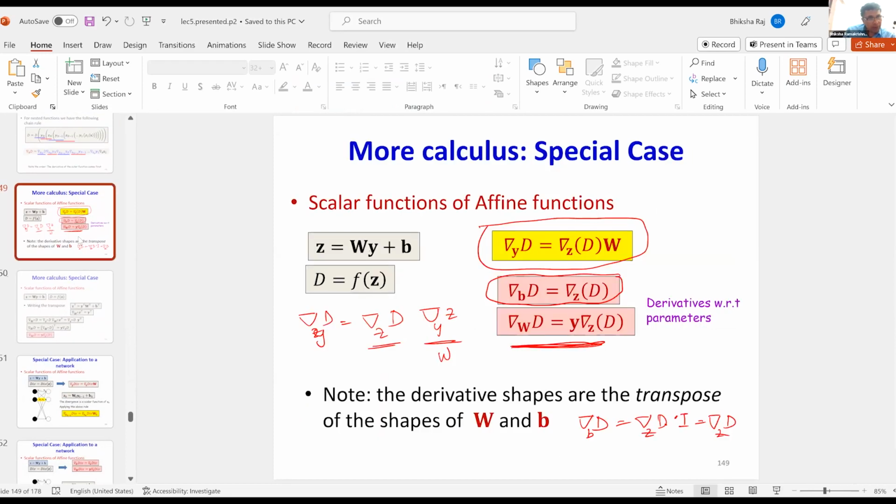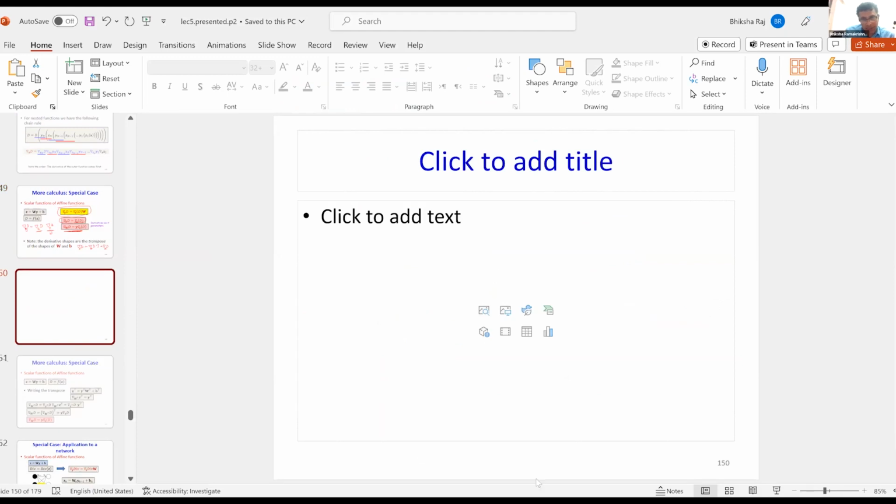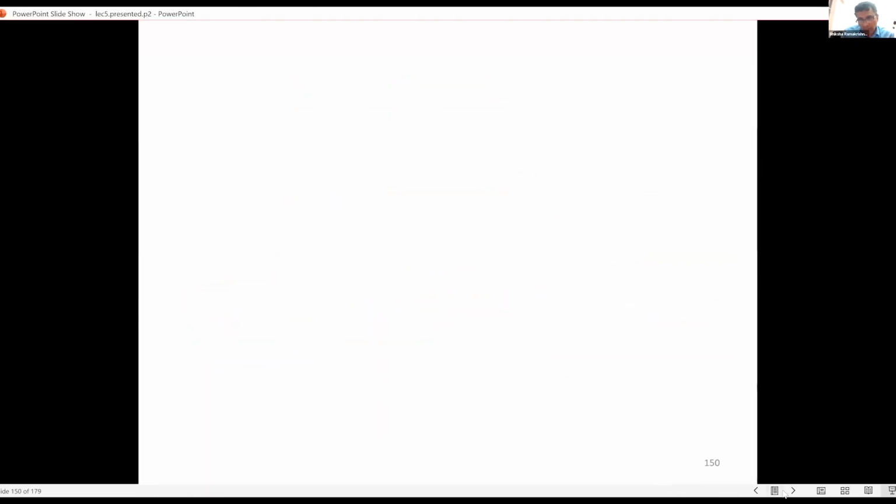So here's where I am. Let me insert a new slide, full screen. I have d equals some function of z. Z is a vector, and z equals wy plus b, where y is also a vector. I want the derivative of d with respect to w.